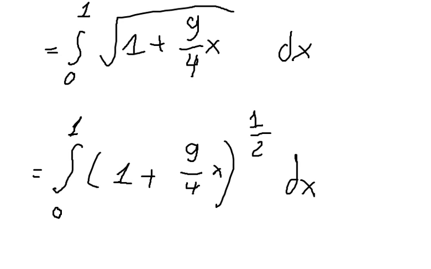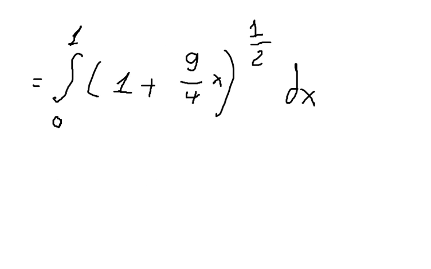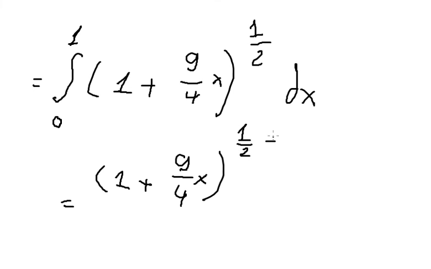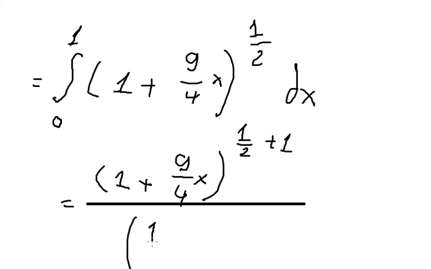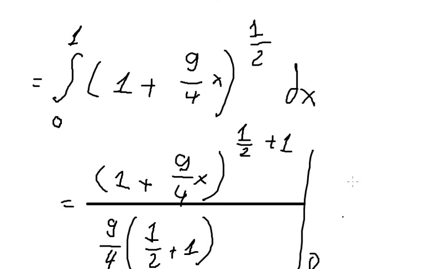So in this situation, we need to get the final answer. That's 1 plus 9 over 4 s to the power of 1 over 2 plus 1, over 1 over 2 plus 1. Because we still have 9 over 4 in here, we put 9 over 4 in here, and we put the boundary from 0 to 1.